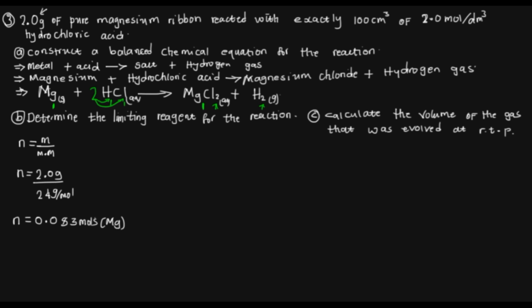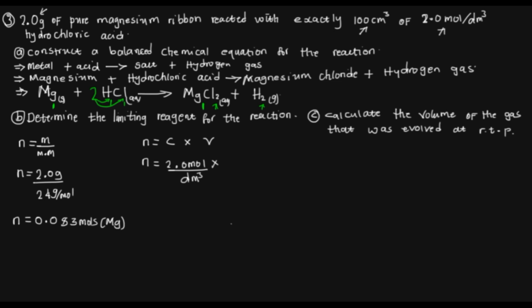Okay. Number 2, let's also find the number of moles for hydrochloric acid. Now from the hydrochloric acid, we can see that we have the volume and the concentration. So if you have the volume and the concentration and you are trying to find the number of moles, you use this formula. Number of moles is equal to concentration times volume, or volume times concentration. So our concentration is 2.0 moles per cubic decimeter multiplied by our volume, which is 100 cubic centimeters.